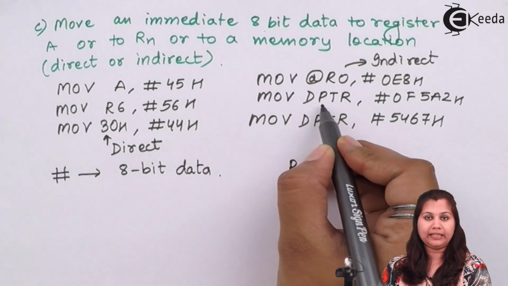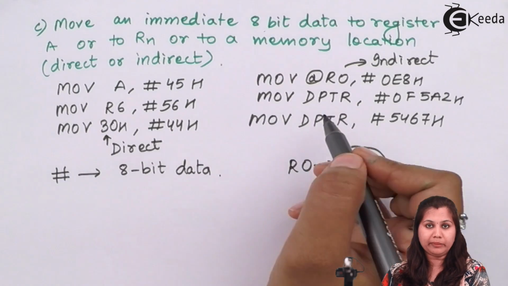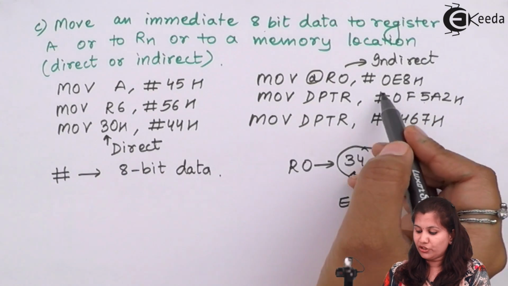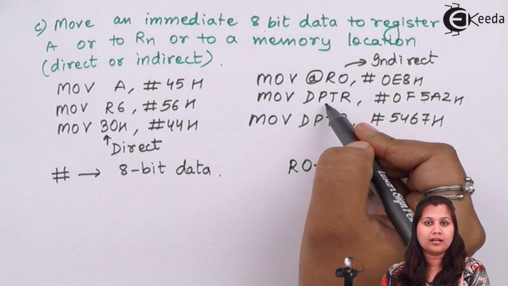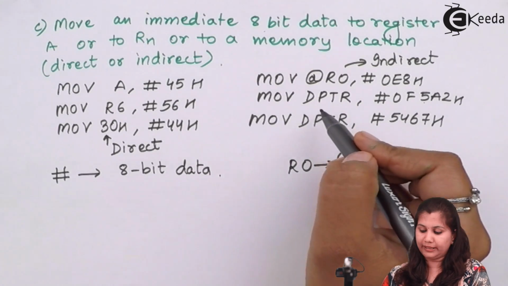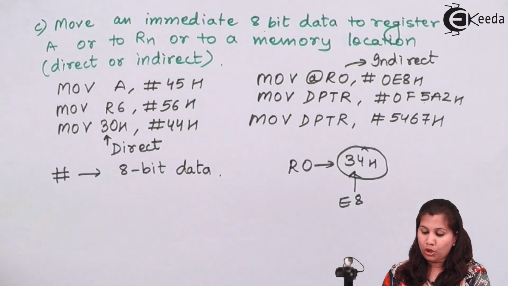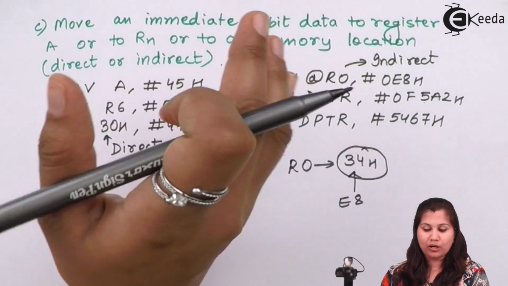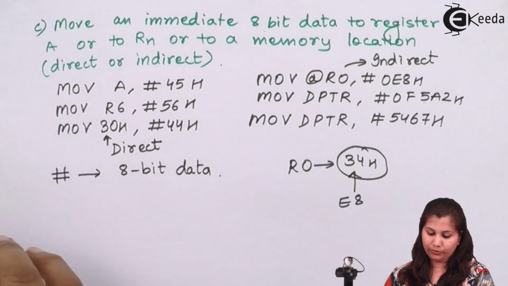Now move DPTR. DPTR is the data pointer. So data pointer, it is a 16-bit number. So here 16-bit data will be there. So immediate data will be of 16-bit, and that 16-bit data will be stored into the data pointer. So these are the two examples. Okay. So this was the example where an immediate 8-bit data is transferred into the source location. Okay.